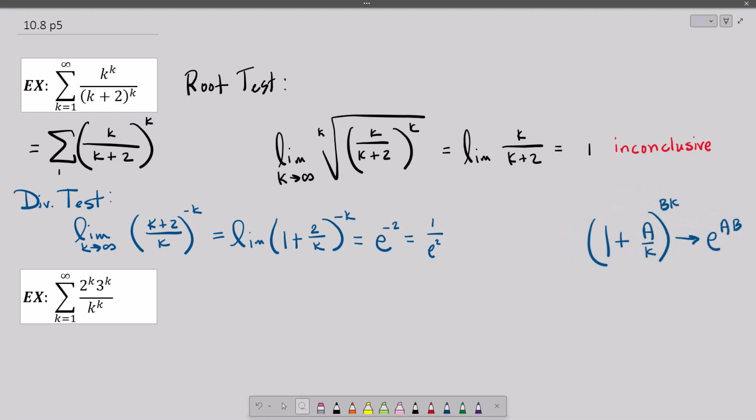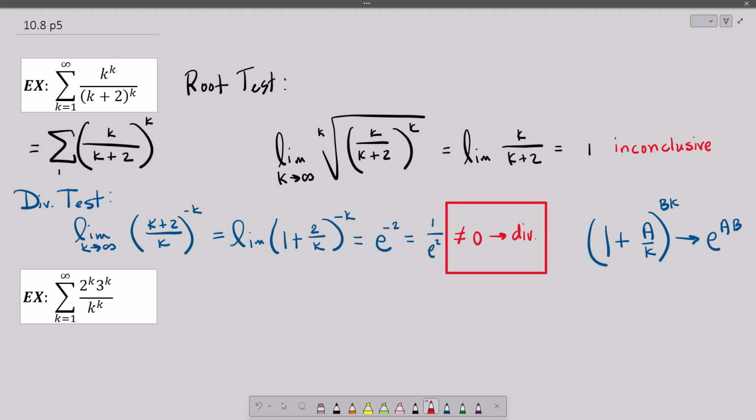Diverges. So that diverges because why? It's not equal to 0. Not equal to 0, therefore diverge. The divergence test says the only chance you have of convergence is if those terms are going to 0. That's the first necessary condition: if the terms don't go to 0, the series diverges.